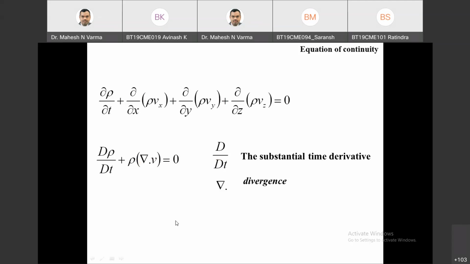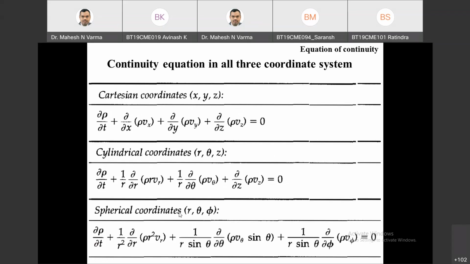Yes, sir. Okay, so this is the continuity equation we have discussed. What I told is these are all three continuity equations. One is for the Cartesian coordinate system, another is for the cylindrical coordinate system, and the third is for the spherical coordinate system. We have derived this equation. Similarly, you can derive this equation and this equation also.